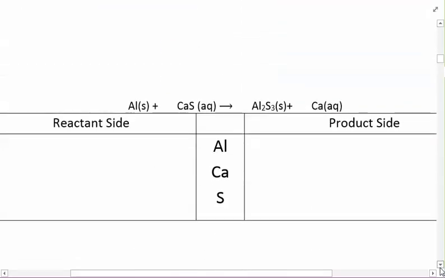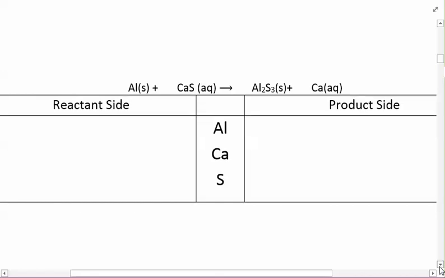Let's take a look at the next example. We're getting a little bit more complex. So we're going to do the same thing. We're going to count up how many I have. So I have 1 aluminum, 1 calcium, and 1 sulfur on the reactant side. On the product side, I have 2 aluminum, 3 sulfur, and 1 calcium.